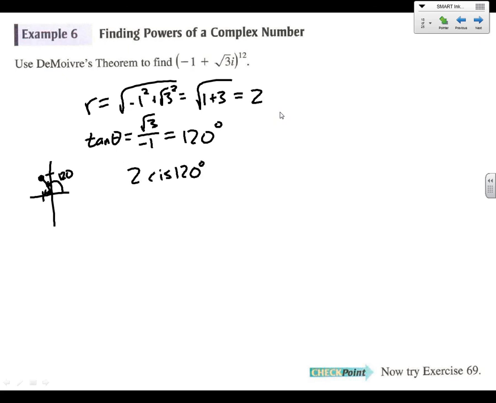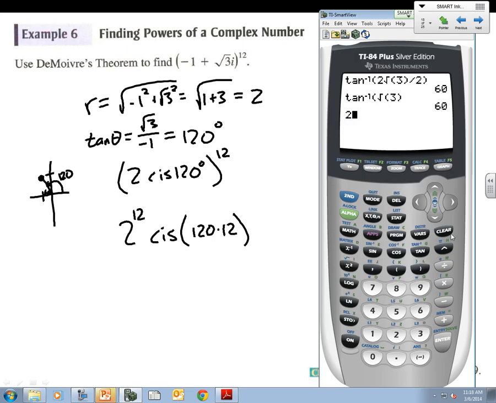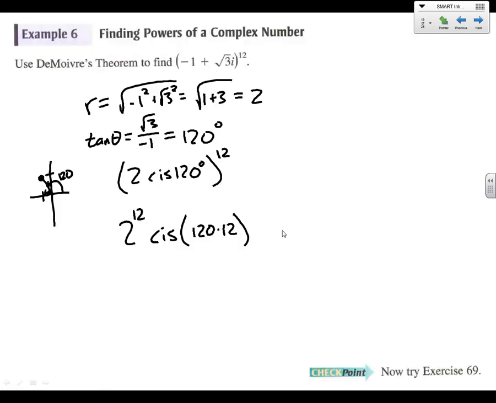All right, now our job is to raise this to the 12th power. And this is the straightforward part. So 2 to the 12th, 120 times 12. All right, so 2 to the 12th, and what's that going to be? 2 to the 12th, 4096. And 120 times 12. 12 times 12 is 144 with an extra 0.